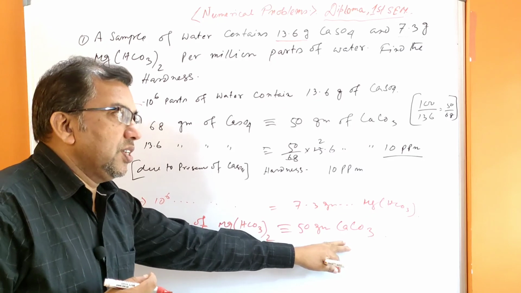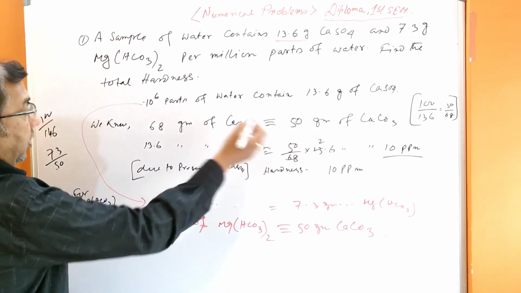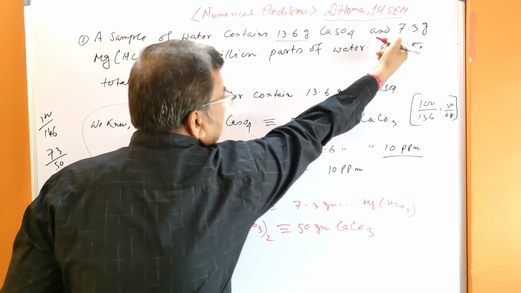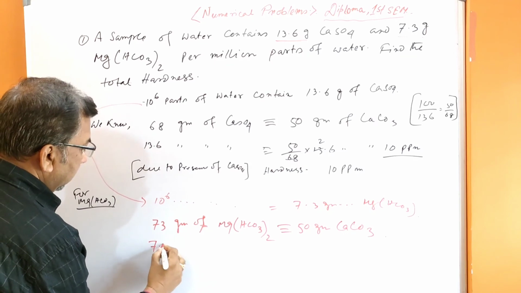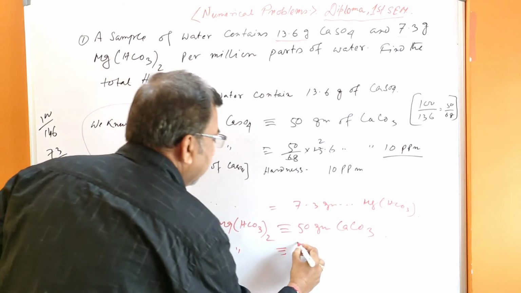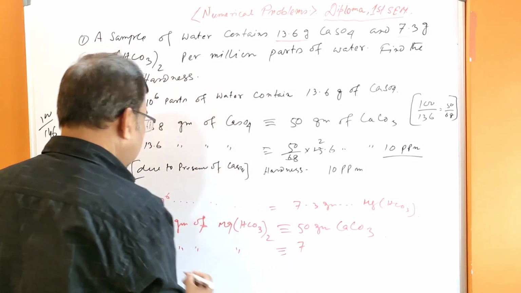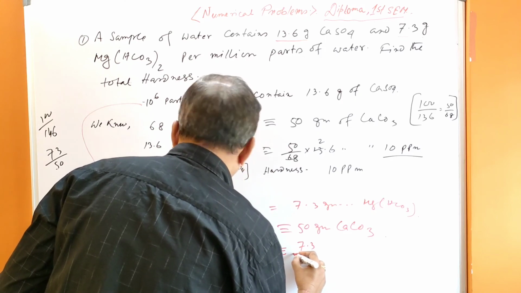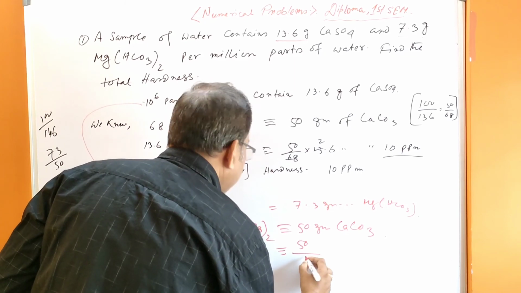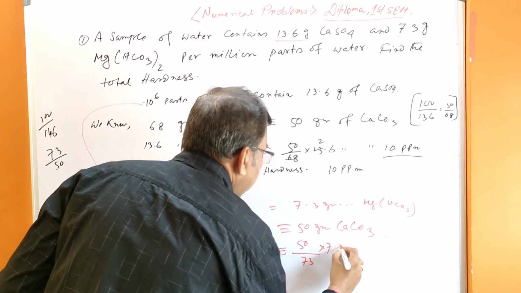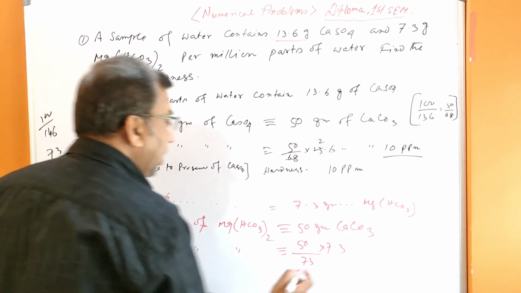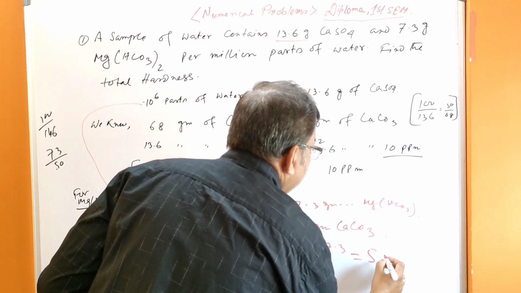Same line, you can write it. Out here, the presence of magnesium bicarbonate amount is 7.3 gram. So you can write it 7.3 gram of magnesium bicarbonate equivalent to what? 50 by 73 into 7.3. Clear? This is the answer. This is the conversion factor, and it will be 5 gram.